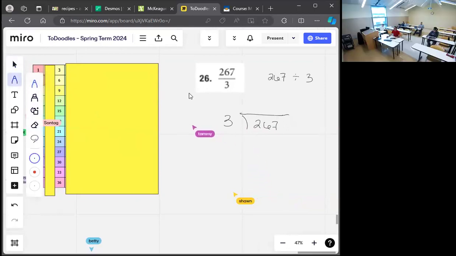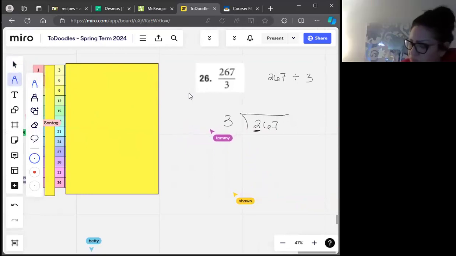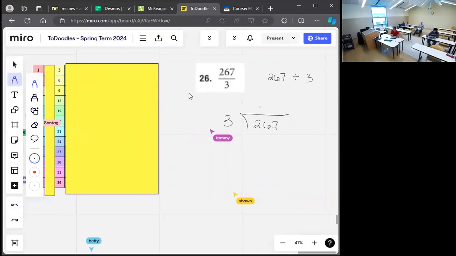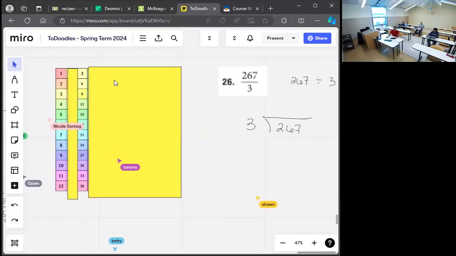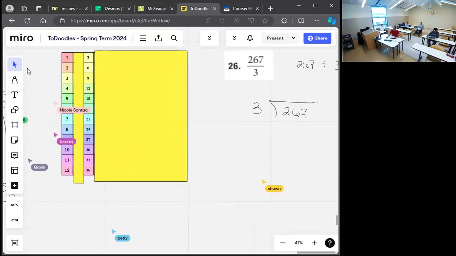Can 3 go into 2? No, 2 is too small, so we can't put anything up there. So now we're on 26. Which number in our counting by 3's column is almost 26, but not more? 8. Yeah, let me put it on the screen better. 3 times 8 is 24. So I can say 3 times 8 is 24.